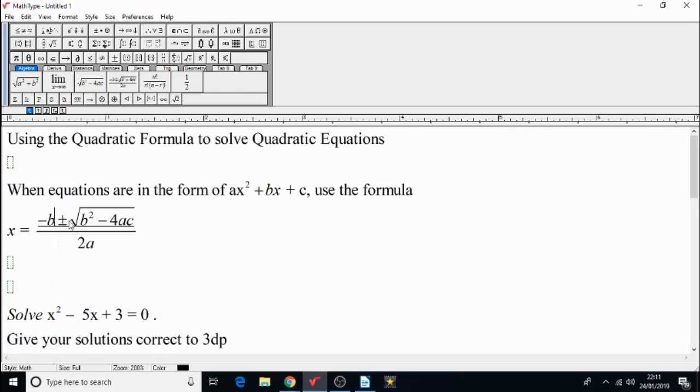The thing is, the plus and the minus means you're going to find two different values for x. So x might not just be 1, it might also be 2, for example. That's why the plus and the minus allow you to calculate two different values for x and not just one. So let's move on to the first question.